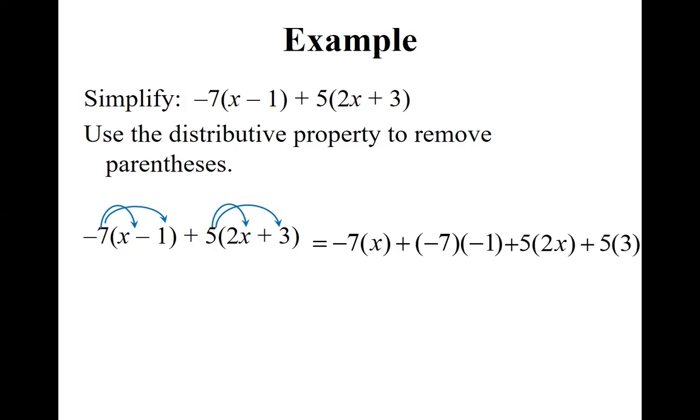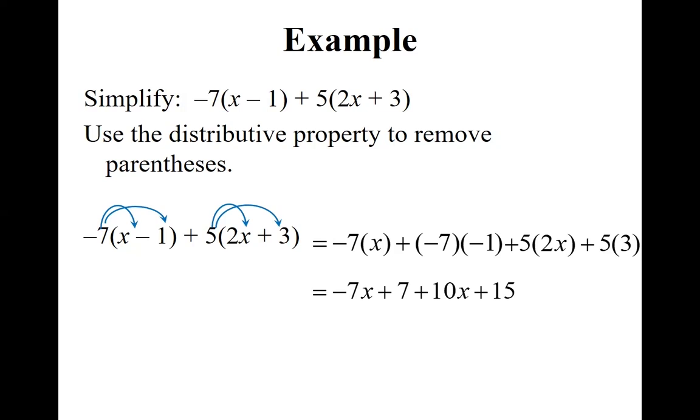Now we have some things we can simplify. Negative 7 times x is negative 7x. Negative 7 times negative 1 is positive 7. Plus positive 7 is just plus 7. Positive 5 times 2x, that's a positive 10x, so plus 10x. Positive 5 times 3, that's positive 15, that's plus 15.